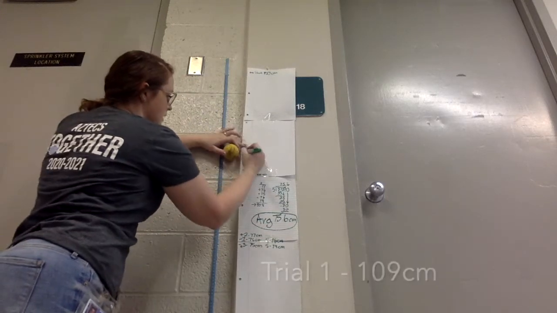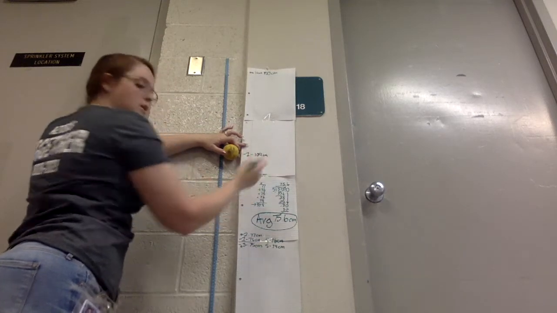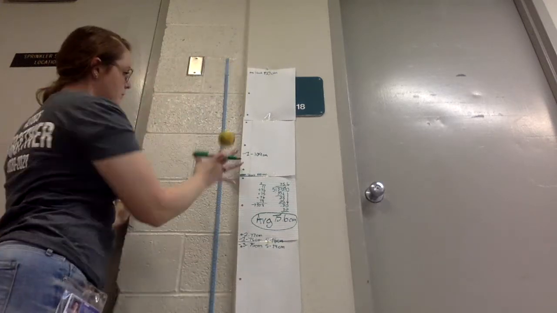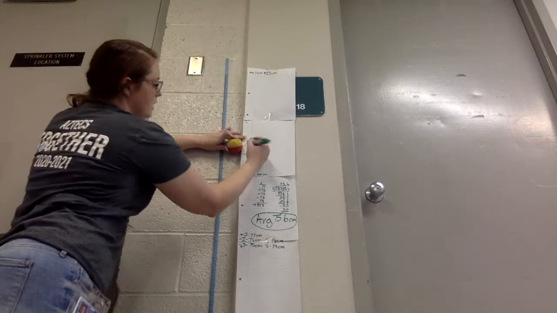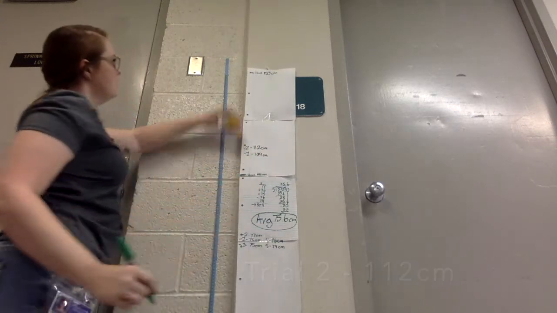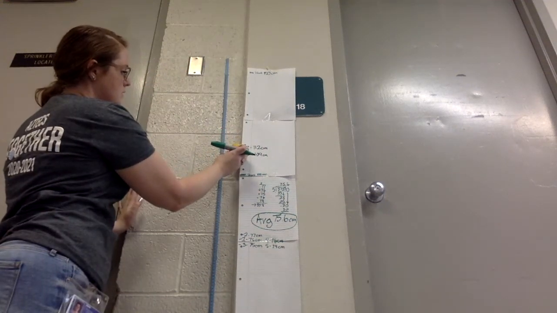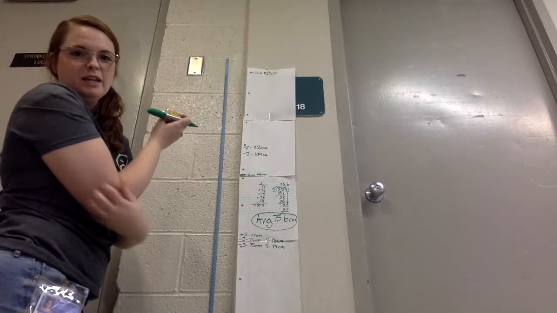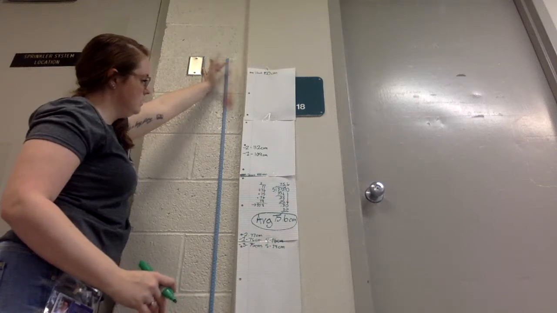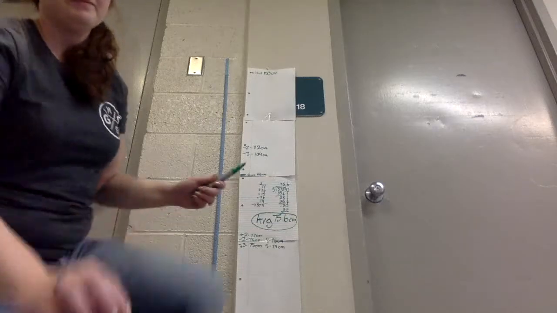This one looks like it's at 109, trial 1, 109 centimeters. 112 for trial 2. Oops. I think I messed that one up, so I'm going to do it again. I think I brought it up higher, which is okay. So let's try it again. I didn't catch it right. And I obviously didn't catch that one right. All right, I'll be back.